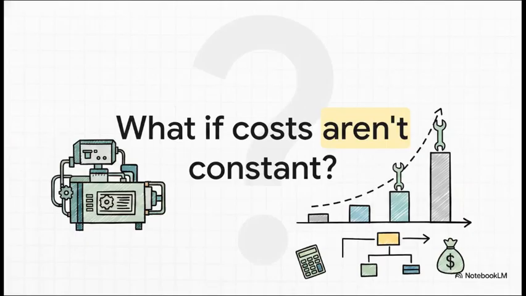So picture this, right? You get a new piece of equipment for a project. That first year, maintenance is probably pretty low. But then year 2 comes around and it costs a little more. Year 3, even more. This isn't your standard flat uniform series. It's a cash flow that's changing, it's growing. The big question is, how on earth do we analyze something like that?